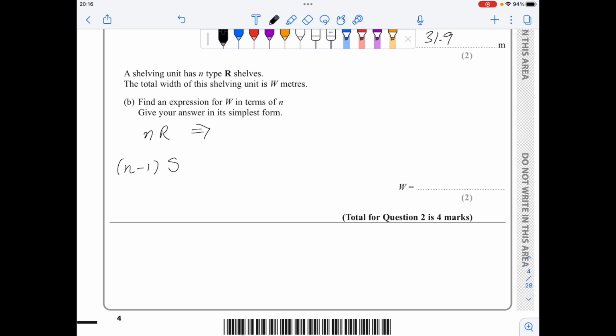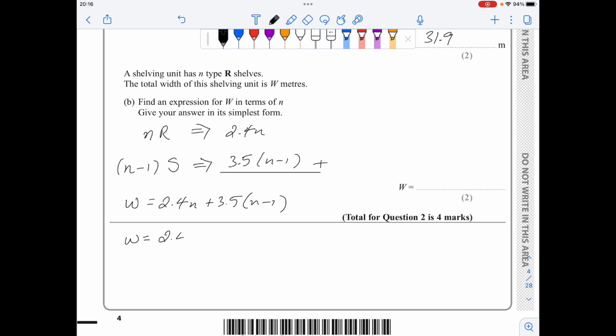For part B, I have N type R shelves, hence I have N minus 1 type S shelves. This means that 2.4 times N comes from the R shelves, and 3.5 times (N minus 1) comes from the S type shelves. So if I add these two, I should get W. So W equals 2.4N plus 3.5(N minus 1). Now, if I expand this, I'll get W equals 2.4N plus 3.5N minus 3.5. If I simplify this, I will get W equals 5.9N minus 3.5.